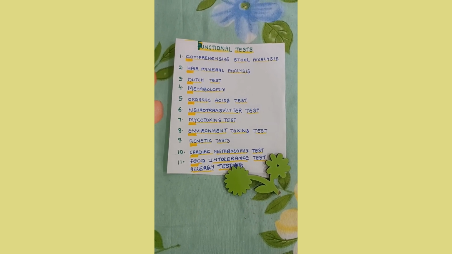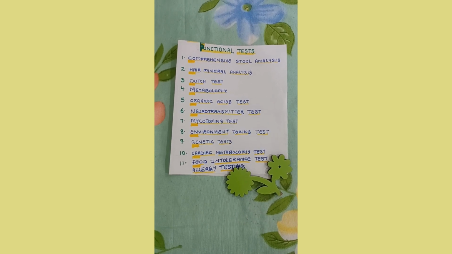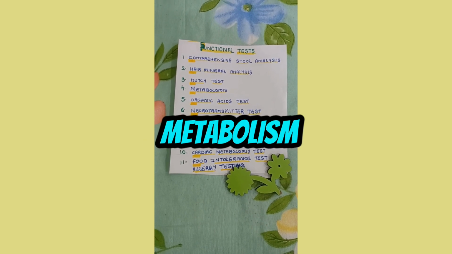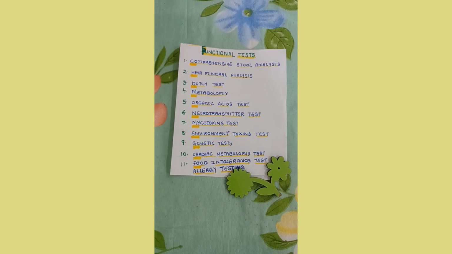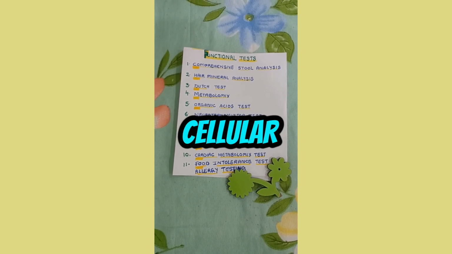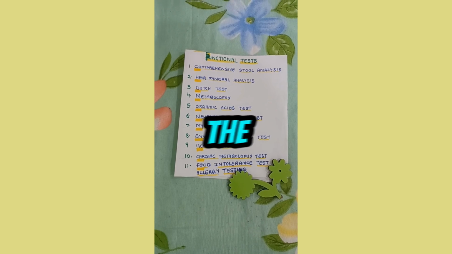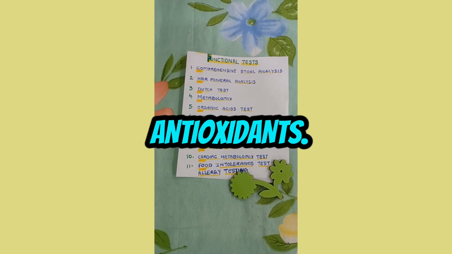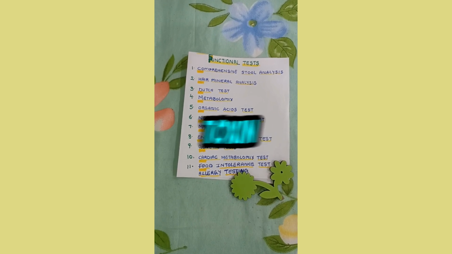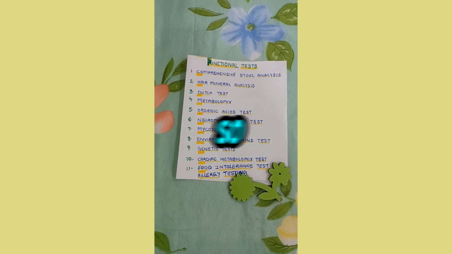The next test is the METABOLOMIX test. This is a very interesting test which measures how well the nutrients are utilized at the cellular level. The B vitamins and the minerals, the need for antioxidants, the need for reduced toxin exposure, the need for methylation support, and so on. The next test is the oats test.